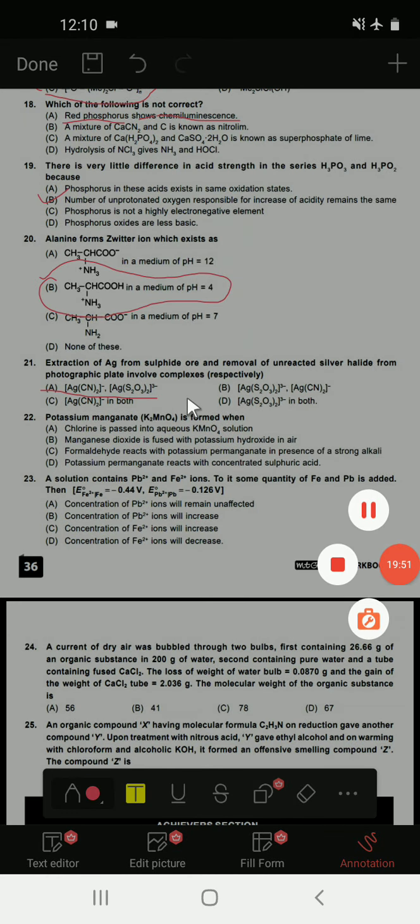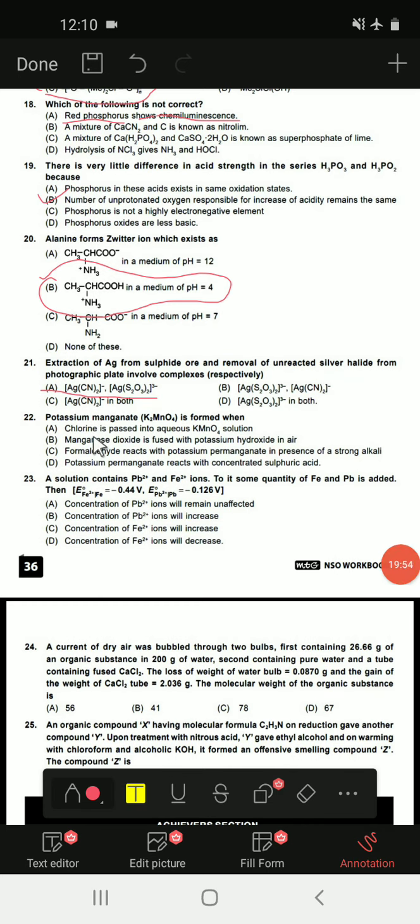After that, the last question of the day: potassium manganate K2MnO4 is formed when. Options they have given: chlorine is passed into aqueous KMnO4, manganese dioxide is fused with potassium hydroxide, formaldehyde reacts with potassium permanganate in presence of strong alkali, potassium permanganate reacts with concentrated sulfuric acid. The correct answer for question number 22 is option B. That is, manganese dioxide is fused with potassium hydroxide in air.